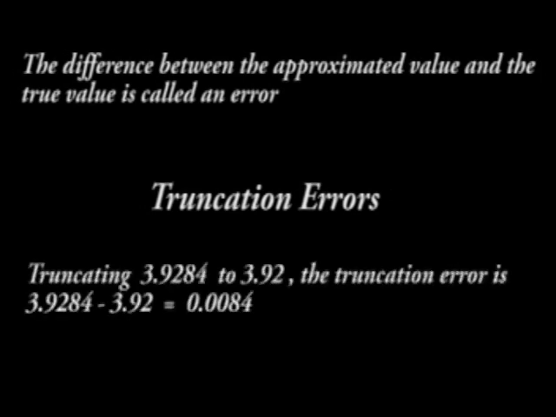Errors. The difference between the approximated value and the true value is called an error. Truncation errors. When we truncated the numbers in our previous example, we incurred errors. For example, truncating 3.9284 to 3.92, the truncation error is 3.9284 minus 3.92, which gives us 0.0084.